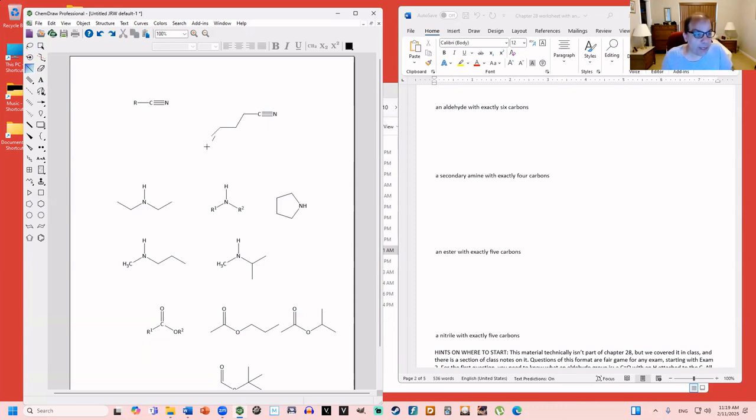And that is perfectly fine. So that's a nitrile with exactly 5 carbons. But again, isomers would have been completely fine also. So if you wanted to do something like that, that should have exactly 5 carbons also. 1, 2, 3, 4, 5. Yup, perfectly acceptable. I guess if you really wanted to go crazy and draw a 4-membered ring and add a nitrile group, you could.